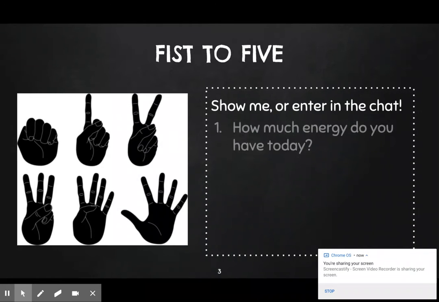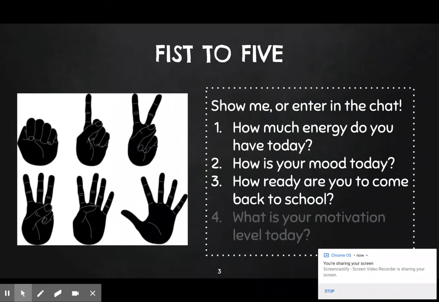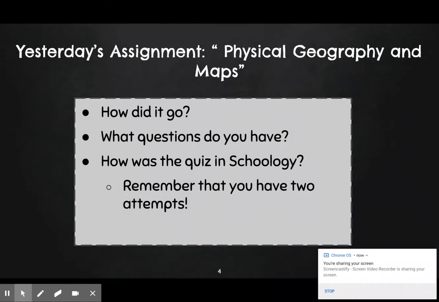So this is something we did with the live interaction about how much energy do you have, how is your mood, and then we're answering 0, 1, 2, 3, 4, or 5. So how did yesterday's assignment go when we did physical geography and maps?